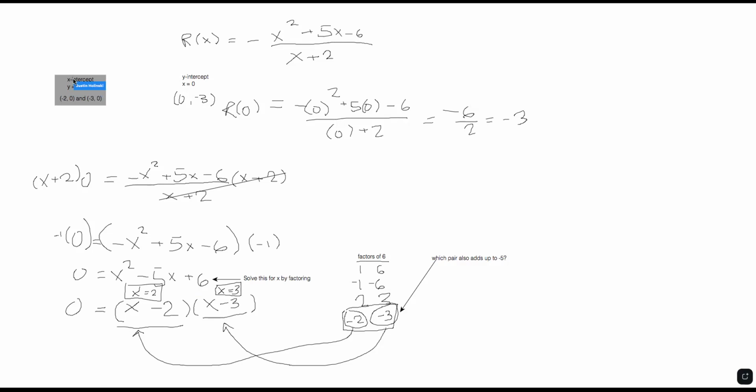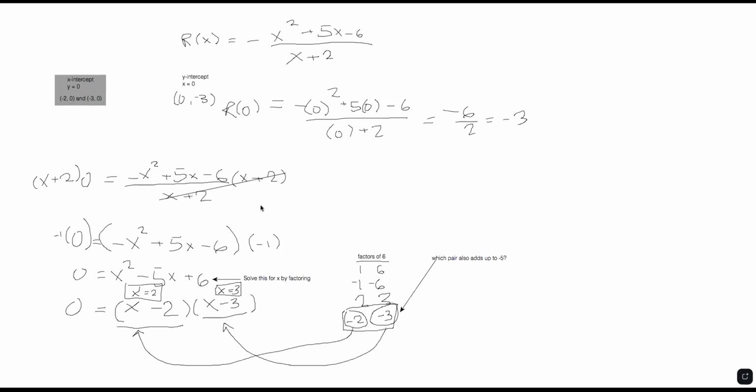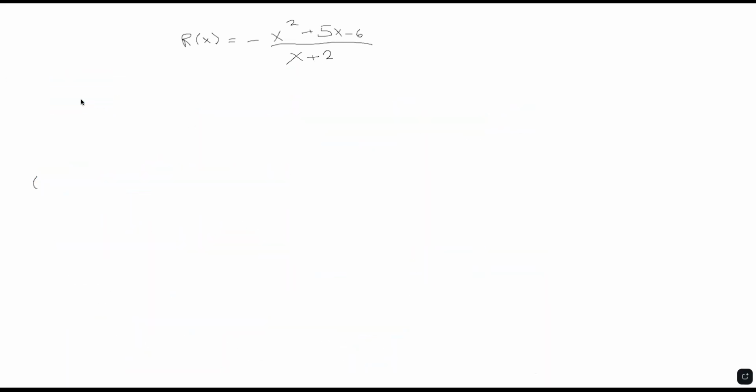Right. Ready for the next one? Okay. Can I erase? Yes. Yeah, I got it. All right. So we're going on to B. Oh, it's the same function, so I don't need to erase everything. They want us to identify all the asymptotes. Yes.